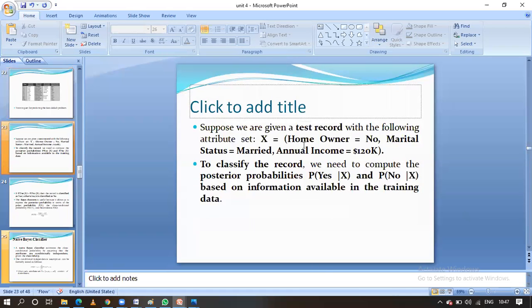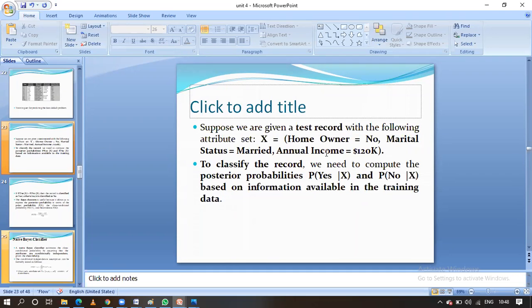Here, this is the test record, which we call the class variable. In the homeowner information they are not a homeowner, the marital status is married, and their annual income has also been given. From this we have to give the posterior probability for this X. We have taken the test record as X. X contains homeowner information, marital information, as well as annual income.